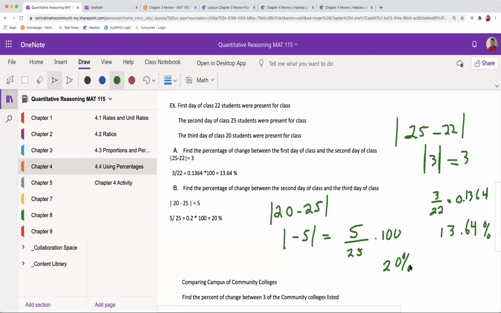So that's how we use percent change. And the key is just making sure you get the numbers in the right place, what the original amount is, and then always make it positive, divide by the original amount, and multiply by 100.